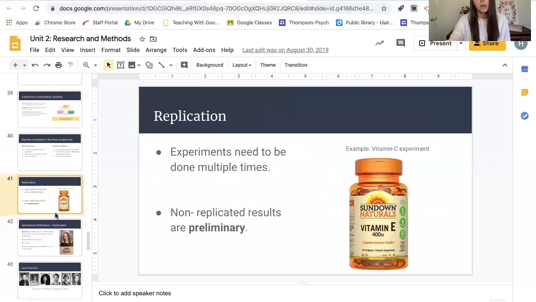And then we want to make sure that we always replicate experiments, because sometimes the experiment can come out statistically significant, but if you do it again, it doesn't. And so you need to make sure that you do it over and over and over again to get the same results each time.